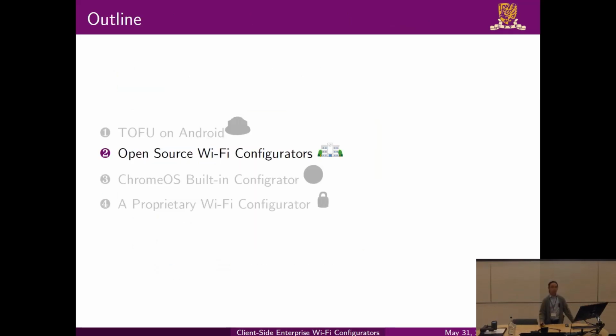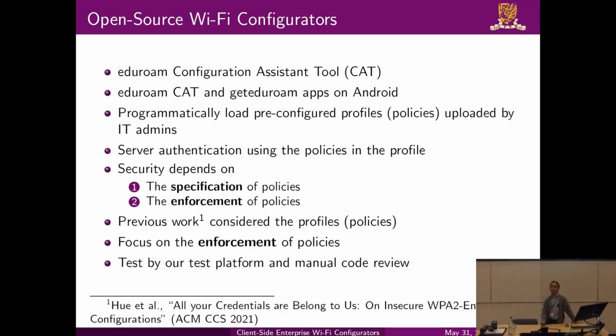So the next configurator that we consider is one by eduroam. As you know, eduroam is this kind of network of Wi-Fi that you can use for universities. And they have designed two applications for Android, eduroam CAT and Get eduroam, that you can use to download pre-configured profiles from the eduroam server, already designed by the IT admins.